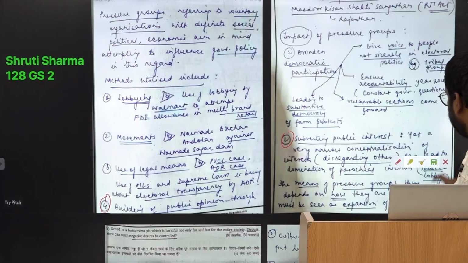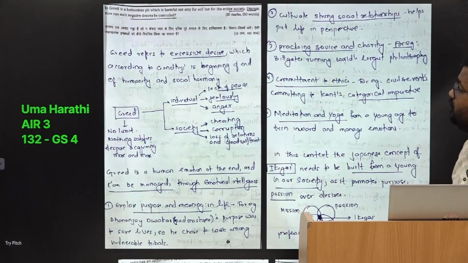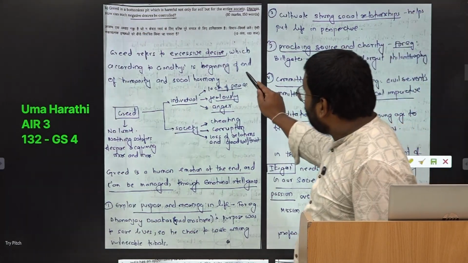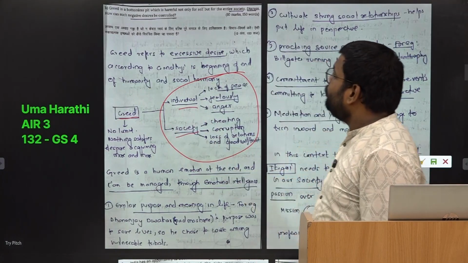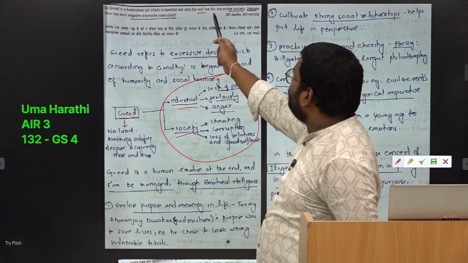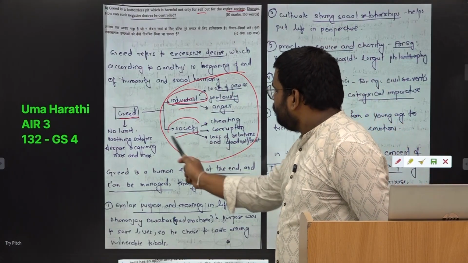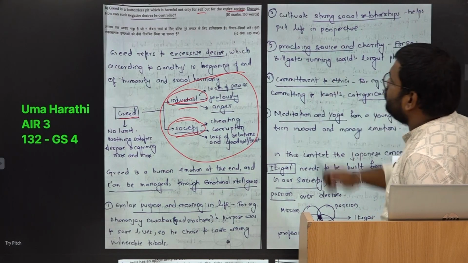Because if you see, again, this is the answer of Uma Arati of GS paper 4. She had 132 in GS paper 4. The similar kind of diagrammatic representation she has used to cover maximum dimensions. So impact of greed on individual and society. Okay, so greed is a bottomless pit which is harmful not only for self, that is individual, but the entire society. So this is greed. Right, and then she has come to the way forward.